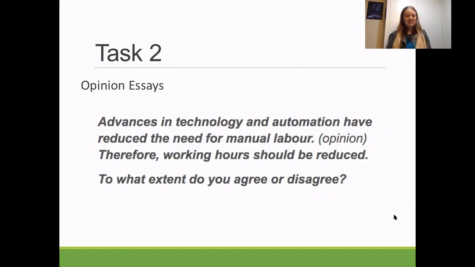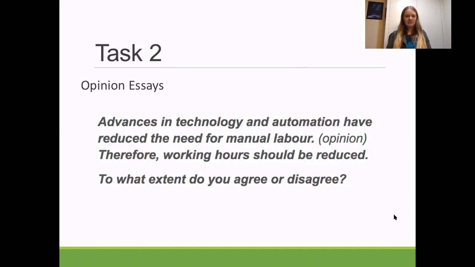So for opinion essays, there are quite a lot of opinion questions on the IELTS writing section. We'll see a few different examples of them. This is one. Advances in technology and automation have reduced the need for manual labor. That's the opinion. Therefore, working hours should be reduced. To what extent do you agree or disagree? So with the opinion that working hours should be reduced because of these advances in technology.